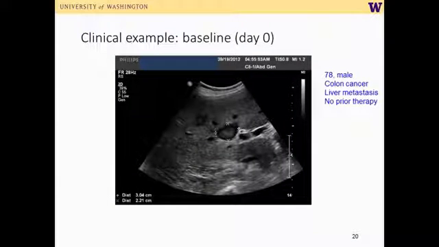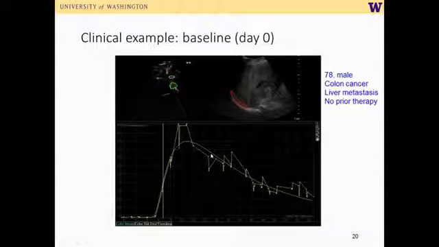And now I'm going to show you a clinical example. This is a 78-year-old male with colon cancer, and he has a liver metastasis and no prior therapy. This is day 0 before chemotherapy begins. This is a grayscale image. And now I'm going to follow the procedure I just described to you. The tumor is here, and this is normal parenchyma. This red area here is the area I use for respiratory gating. We don't have time to go into this right now.